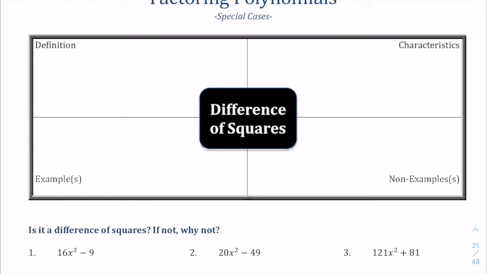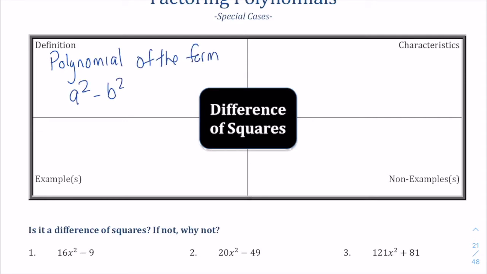Hello everyone, in this lesson we'll be talking about factoring polynomials. Specifically, we're going to be factoring two special cases of polynomials. The first one is the difference of squares. So what is a difference of squares? Specifically, it is a polynomial of the form a squared minus b squared.